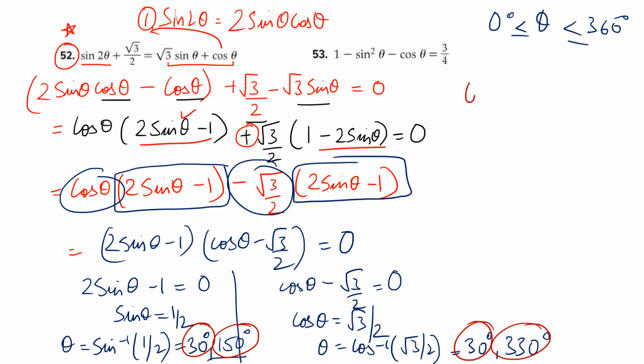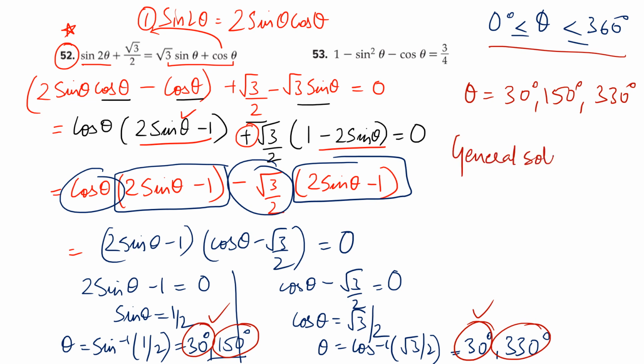If I now combine all the answers, how many do we have? One is the same, 30, in both of them, so I will not write it two times, just one. Then 150, then 330. So I'm getting three values of the angle in this range. These are the particular solutions. Now let's write the general solution.